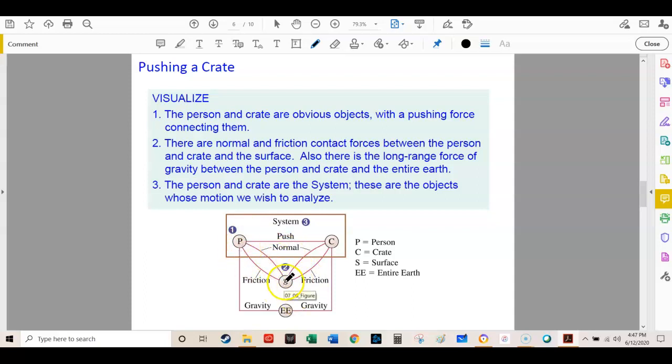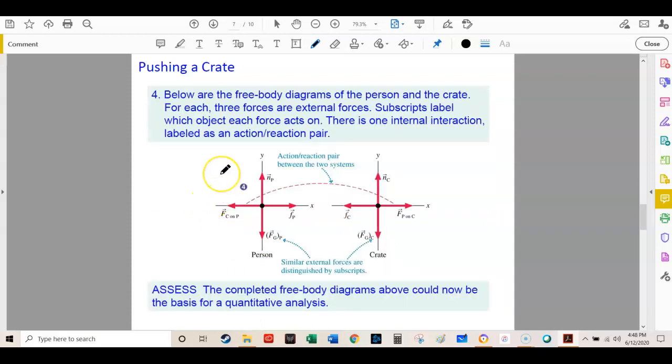They have the surface, which is this S, and they have a frictional force and a normal force tied to that. But they also have gravity tied to it as well. And so they call that the entire Earth, right? And so this will be the weight of the person times gravity. And this is going to be the weight of the crate times gravity. Okay? And then finally you have the pushing. And this is the force interaction between the person and the crate. The person pushes on the crate, the crate pushes back on the person. Okay? Well, that's leading us up to force diagrams.